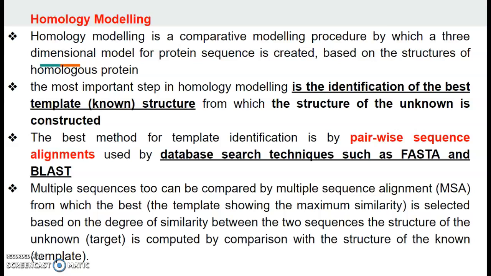It is a comparative modeling procedure in which we compare an unknown sequence, unknown structure, with a known structure protein, and we superimpose the unknown on the known one. If they are similar, homologous, we infer that my unknown protein structure will have the same or almost similar structure as the known proteins.